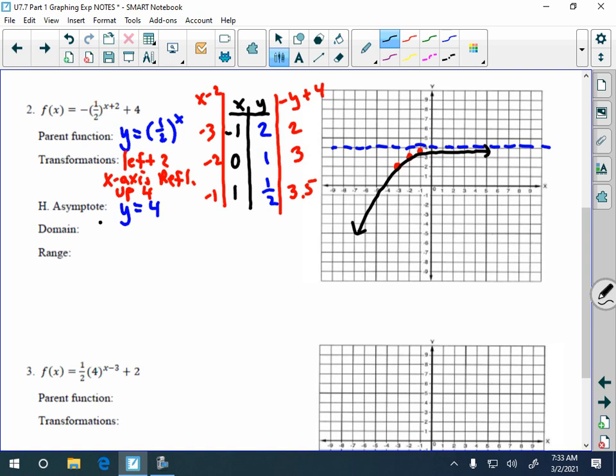Okay, our domain is going to be negative infinity to positive infinity. Our range going from bottom to top, it's going to first hit at negative infinity this time because it's pointing down. And then it's going to go all the way up to the horizontal asymptote, so it won't cross past that. So we're going to say up to 4.